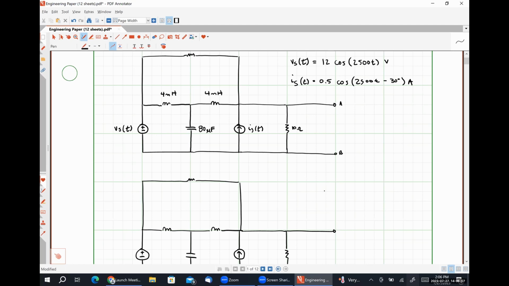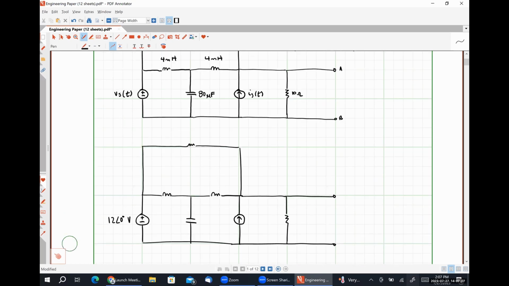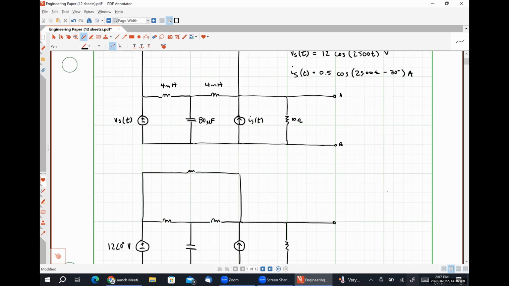What should the phasor representation of our source voltage be for this particular problem? 12 angle 0. Absolutely right. 12 angle 0 degrees volts. And what about our current source? What should its phasor representation be?